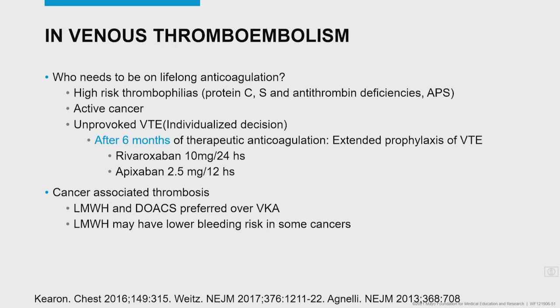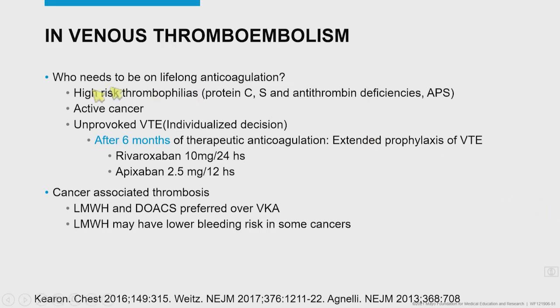For venous thromboembolism, remember that not all the patients need to be on lifelong anticoagulation, and not everybody needs to be on therapeutic anticoagulation long term. So some of the patients can have their dose of anticoagulant reduced or discontinued, and that will also reduce your risk of bleeding and will allow you to be safely using antiplatelets. So high-risk thrombophilia, such as protein C, protein S, antithrombin deficiency, and antiphospholipid syndrome, they need lifelong anticoagulation. If you have a patient with active cancer, they also need anticoagulation as long as the cancer is active if the clot was caused by the cancer.